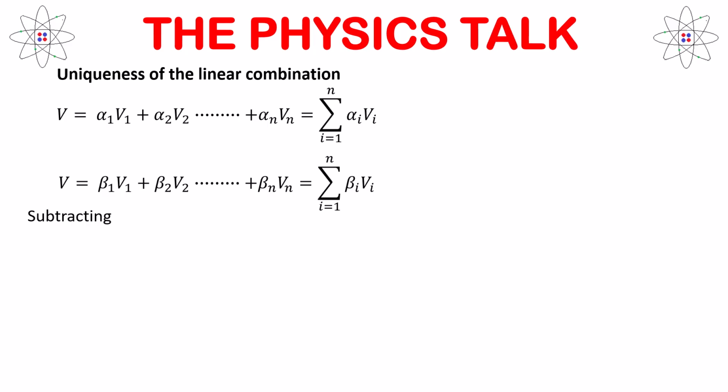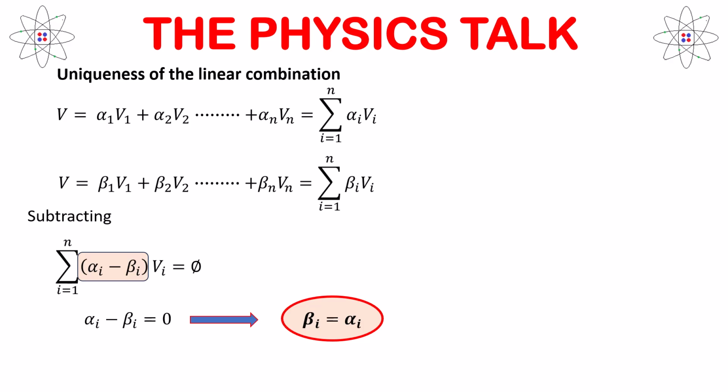Subtracting one relation above from the other, we get this. Here, vi's are the linearly independent vectors. Now recall the definition of linearly independent vectors according to which this must be equal to 0. Hence, beta must be equal to alpha. It is thus demonstrated that even though we assumed a completely different set of scalars, betas, in place of alphas, we end up with the fact that beta is equal to alpha. This proves the uniqueness of the combination.